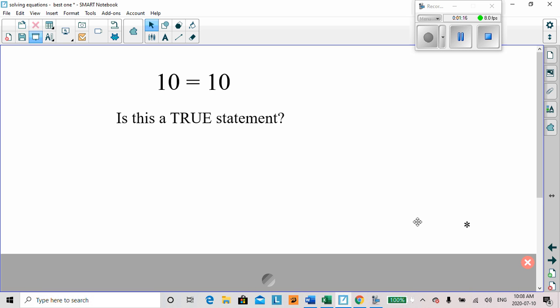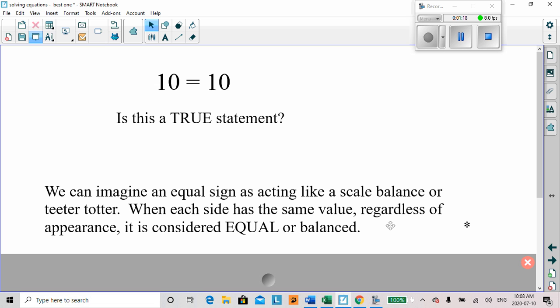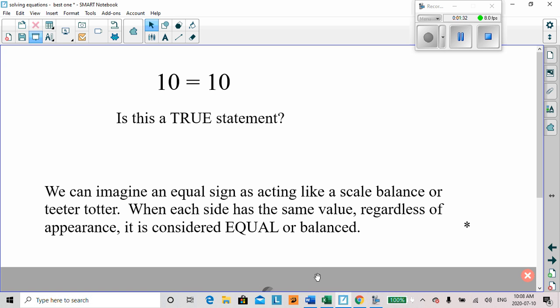We know that's true. We can imagine an equal sign as acting like a scale balance or a teeter-totter. When each side has the same value, regardless of the appearance, it's considered equal or balanced. So we're thinking of the equal sign as the middle of the teeter-totter, and we're trying to keep the teeter-totter balanced at all times.